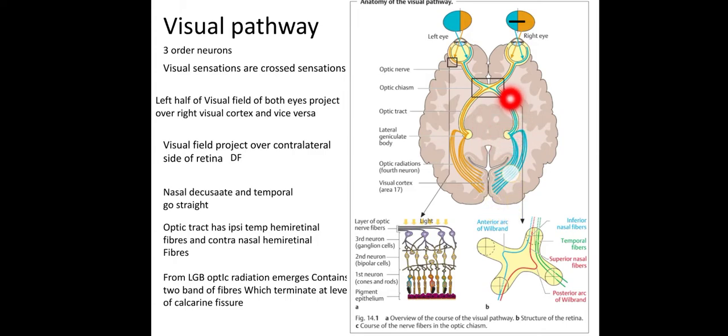Now, from the optic chiasma, before reaching the lateral geniculate body, 10% of fibers from the optic tract get separated, and they move towards the midbrain, towards the pretectal nuclei and superior colliculi, while the 90% fibers will move towards the lateral geniculate body. From the lateral geniculate body, the third order neurons emerge, and the third order neurons form the optic radiation. The optic radiation reaches the level of the calcarine fissure, which is a part of the visual cortex, and it has two bands of fibers. The first band is present along the parietal lobe, while the second band is present along the temporal lobe, and the fibers which are present along the temporal lobe are also known as Meyer's loop.